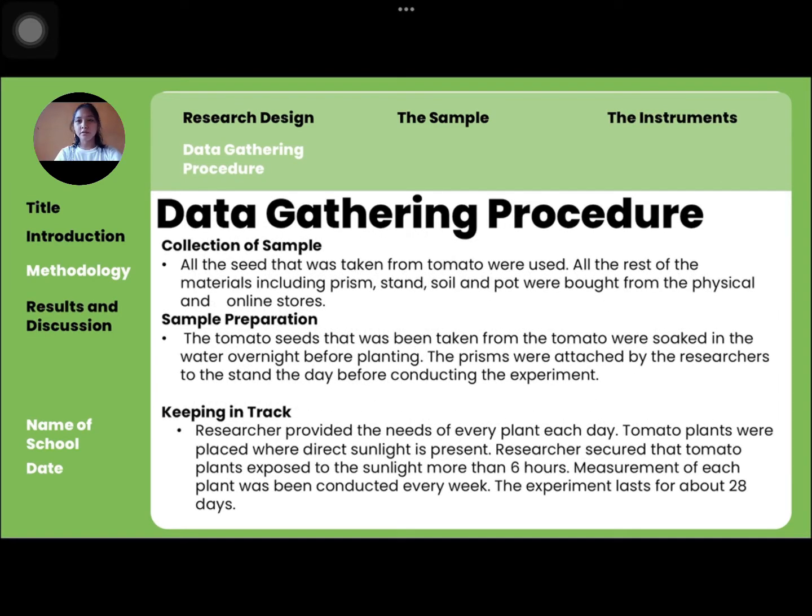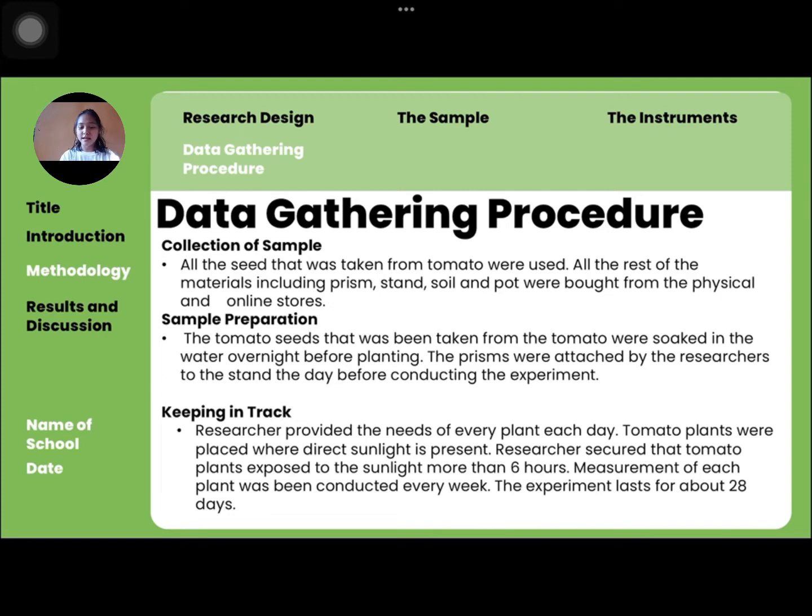Also, let me present to you the data gathering procedure. Under the data gathering procedure, first, we have collection of sample. Second, we have sample preparation. And last, we have keeping in track. For the collection of sample, all the seeds were taken from tomato. All the rest of the materials including prism, stand, soil, and pot were bought from physical and online stores.